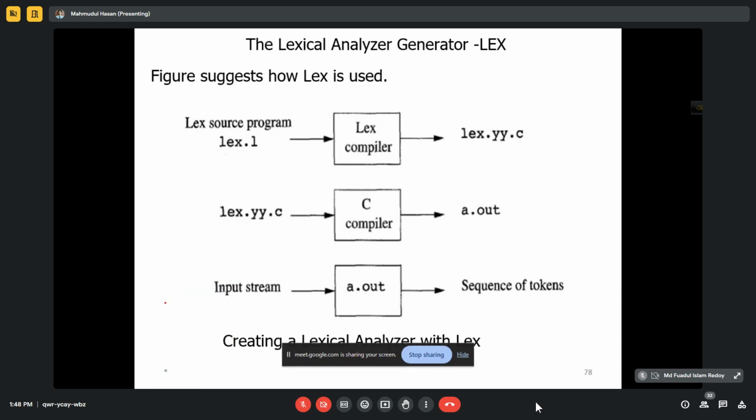So at first you need to write a lex file, that is a .l file.